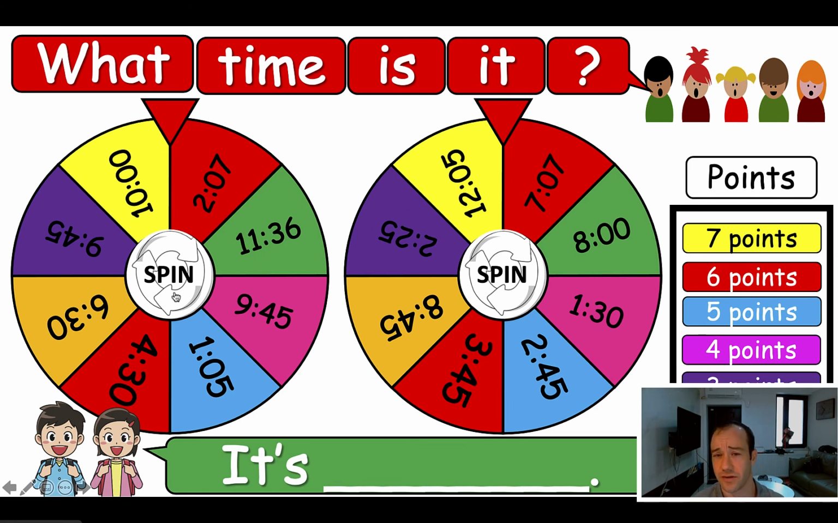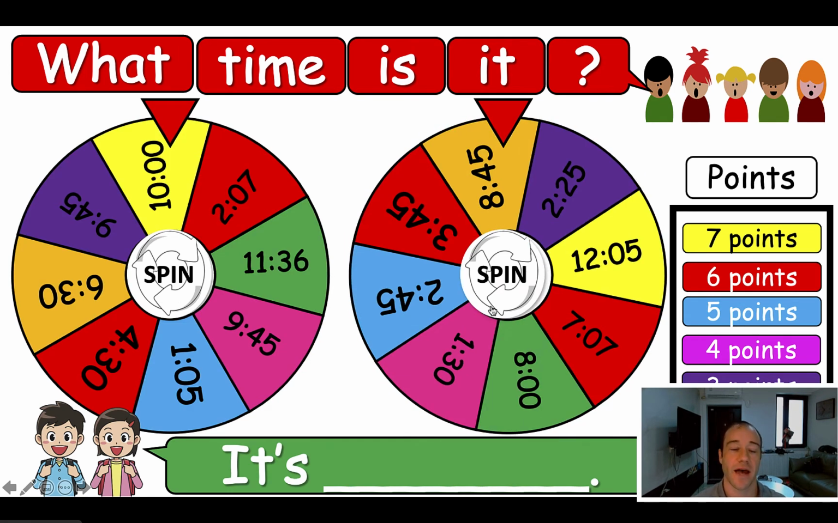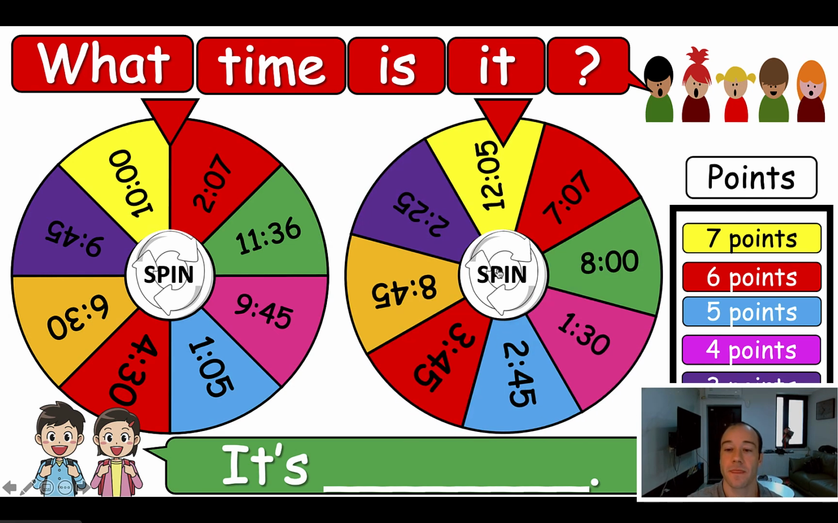The way you can play this is very simple. You bring up 1 student or 2 students and they spin the wheels. Their team asks them, what time is it? And they say the time. It's 10 o'clock, yellow is 7 points. It's 8:45, orange is 2 points. This is one way you can play it. It's just the most basic way you can play this game. They spin the wheels, they say the time, they get points.